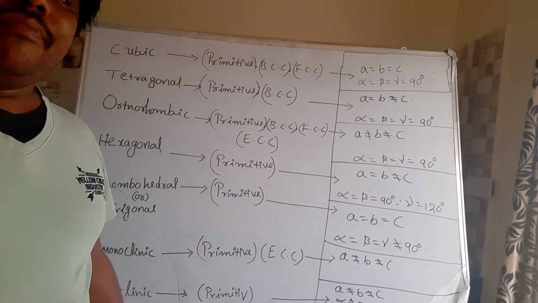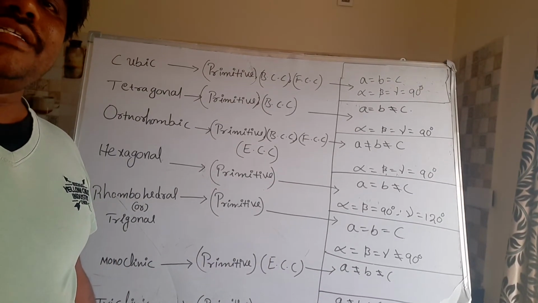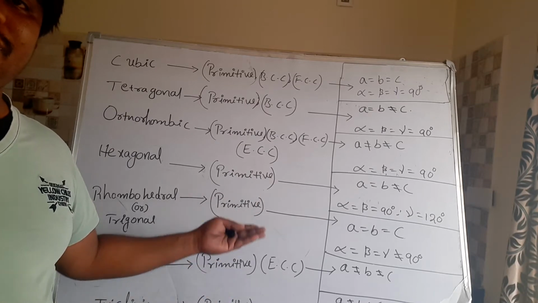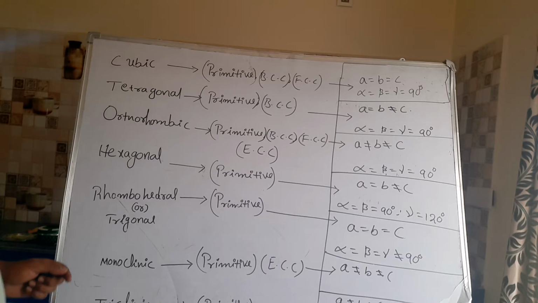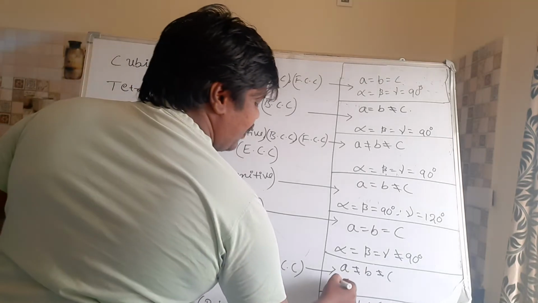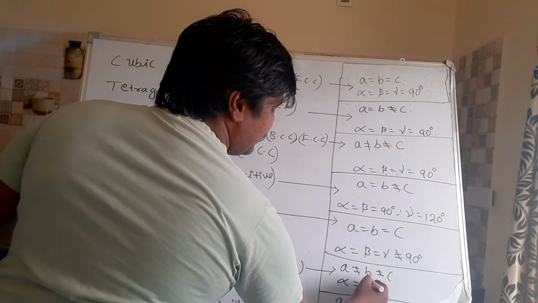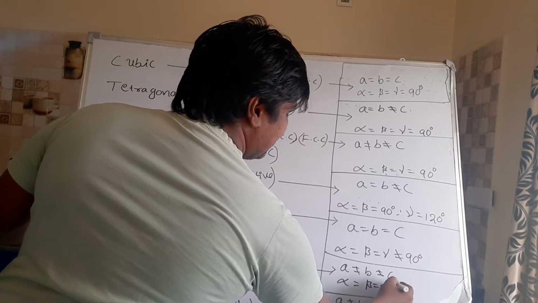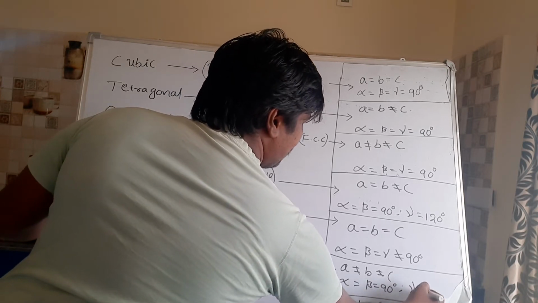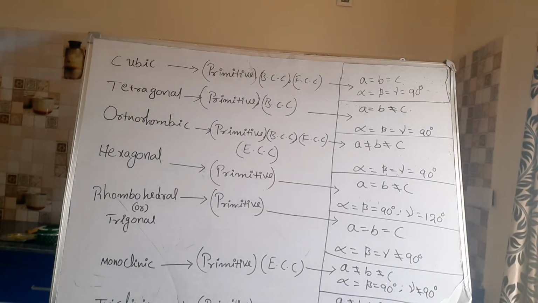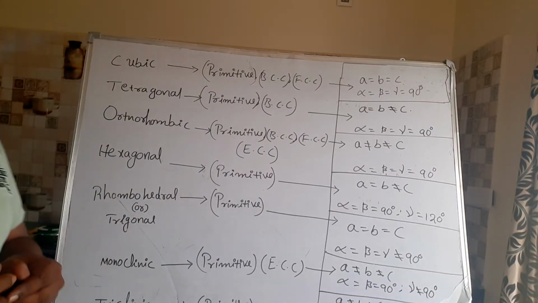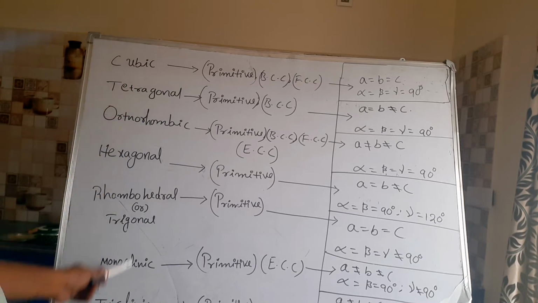But for monoclinic, students, the last but one, this is somewhat important. Alpha is equal to beta is equal to 90 degrees. Gamma is not equal to 90 degrees. This you have to memorize. So these are the parameters of each and every crystal system.